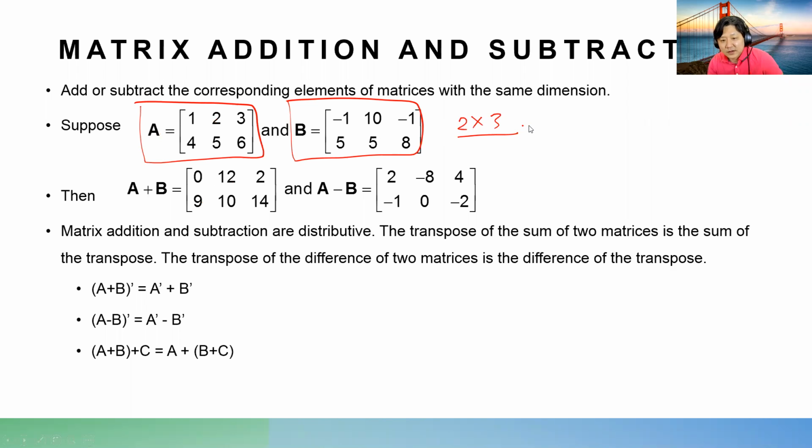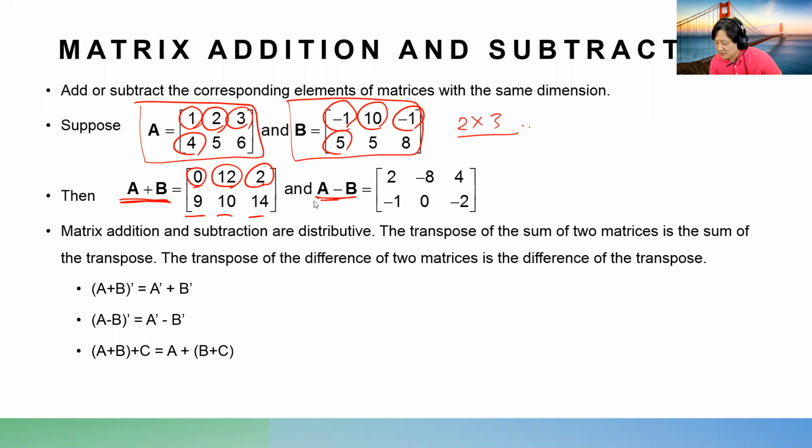And then if we add these two matrices, so basically the addition and subtraction is based on the element by element. Which means we will add first element and second element. 1 minus 1 is 0. And 2 plus 10 is 12. 3 plus minus 1 is 2. And 4 plus 5 is 9. And do the same thing, 10 and 14, right? This is the matrix addition.